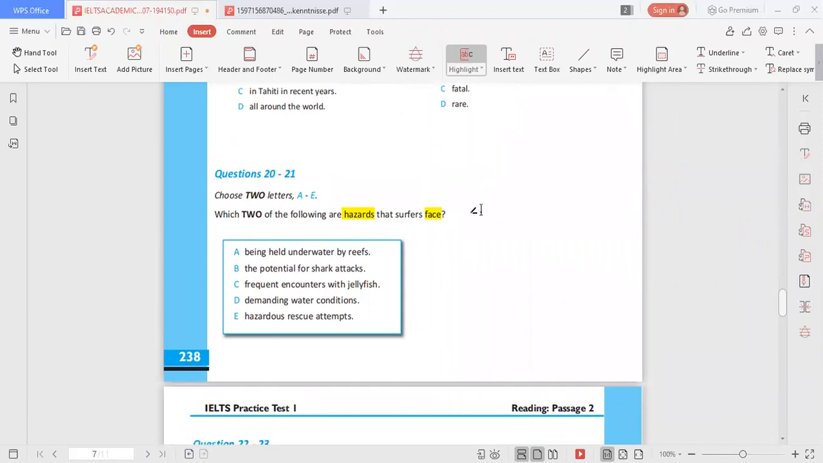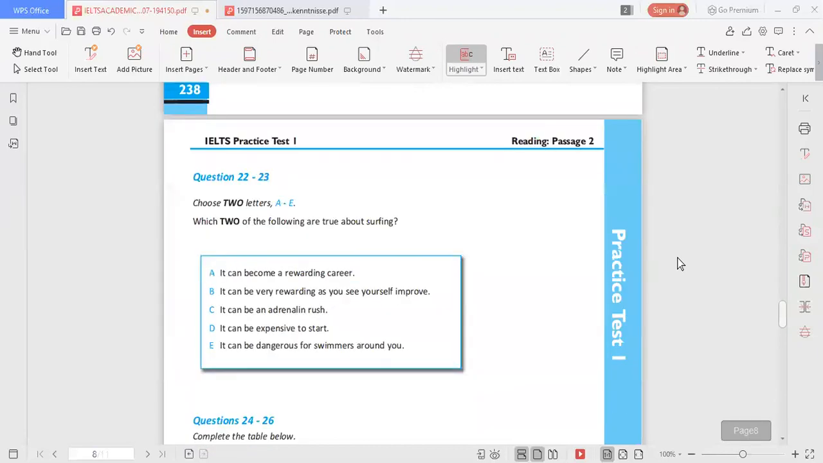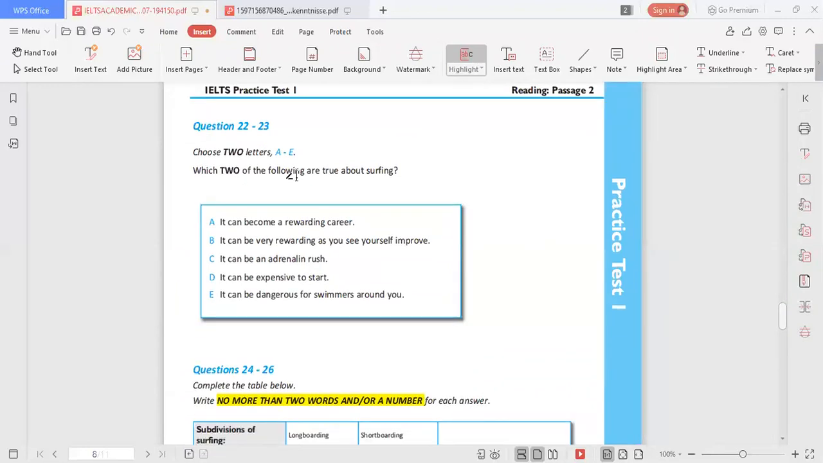So questions 20 to 21: which of the following are hazards that surfers face? The keywords in these questions are "hazards" and "face". When you go to the text, and I remember this quite well, you won't see the word hazard, you won't see the word face. There are synonyms for them. So try and figure out which two, and I've highlighted them in the sentence also, so that should help you see where to look in the text. Perfect. And then in 22 to 23: which two of the following are true about surfing?